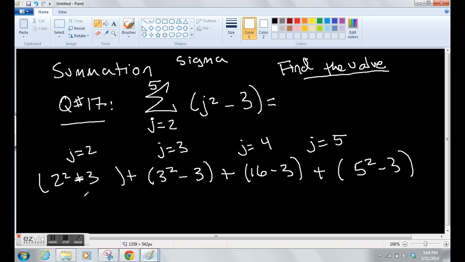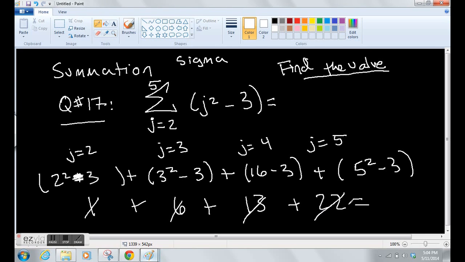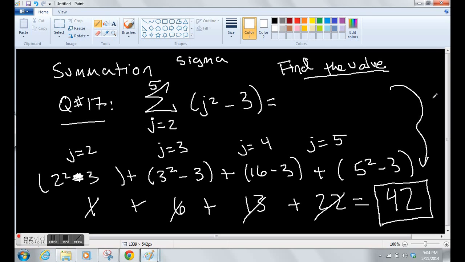You get 4 minus 3 is 1. Plus 9 minus 3 is 6. Plus 16 minus 3 is 13. Plus 25 minus 3 is 22. So all of this equals, look at this, 1 plus 6 is 7, plus 13 is 20, plus 22 is 42. What? It's the answer to the ultimate question of life, the universe, and everything. It's a little Douglas Adams joke.